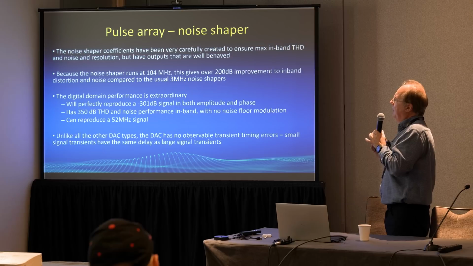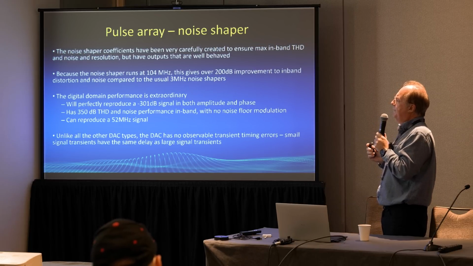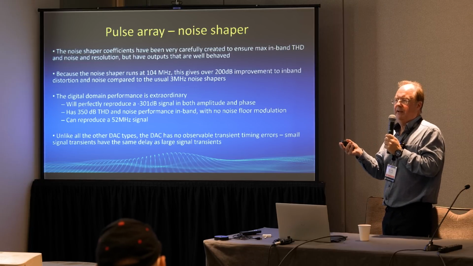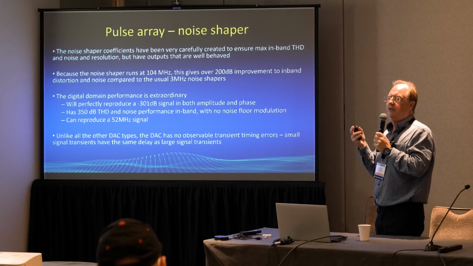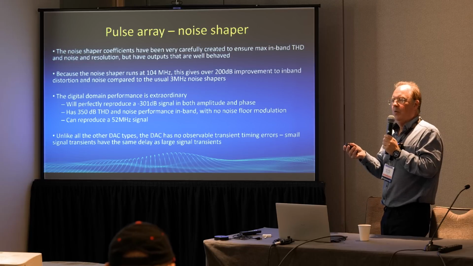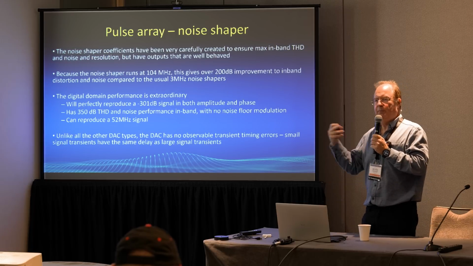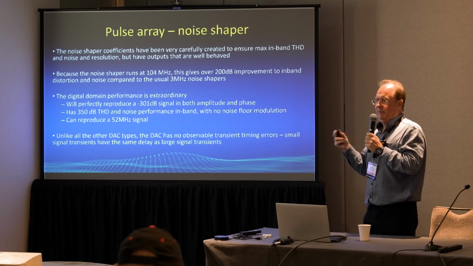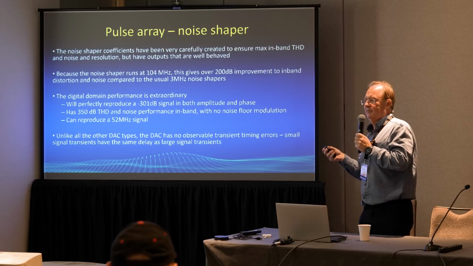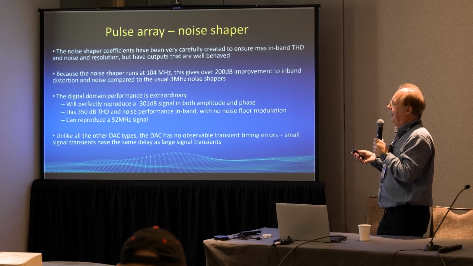So, noise shapers, I've talked about this as being really important. And the benefit the Pulse Array has got is that you can run the noise shaper at 104 megahertz. We can actually put 52 megahertz in as a signal and it will reproduce it. It ain't going to be very good. It'll be about 1% distortion and noise, but it will physically reproduce it.